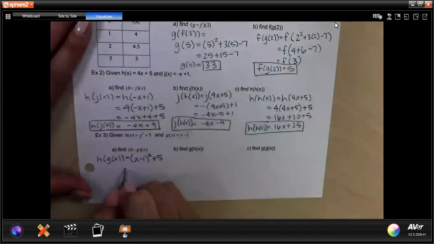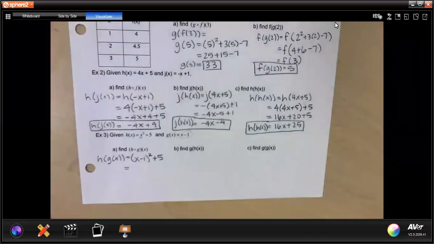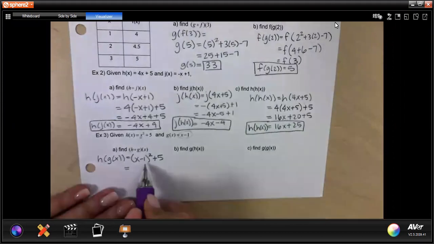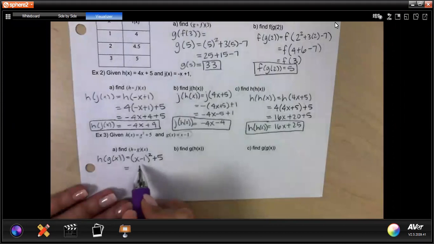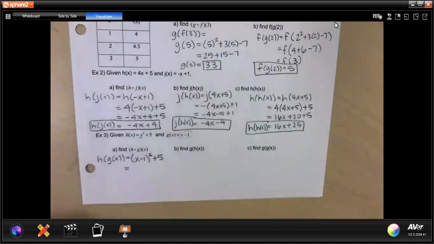Now, to simplify this, the reason why I wanted to show you this, x minus 1 squared is usually a mistake students make. They want to square the x and square the negative 1. But remember, you've got to FOIL that or use the box. That's x minus 1 times x minus 1.